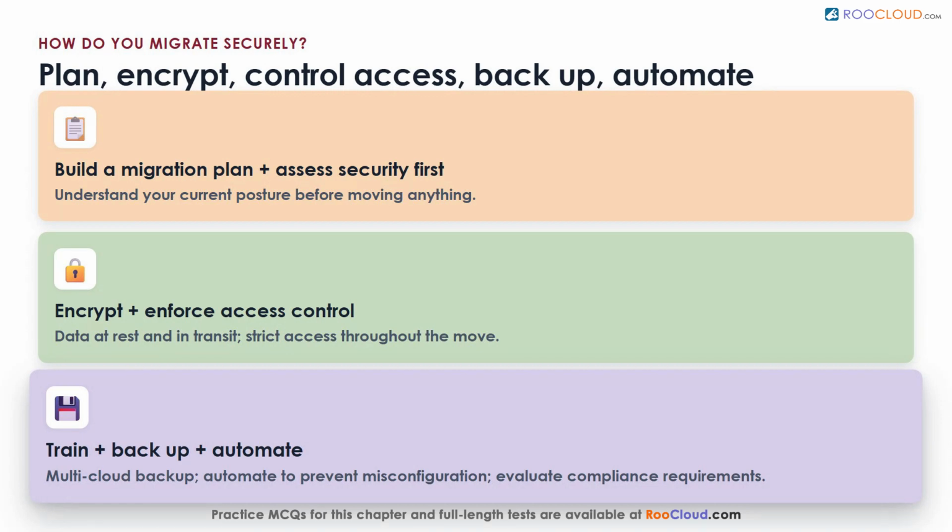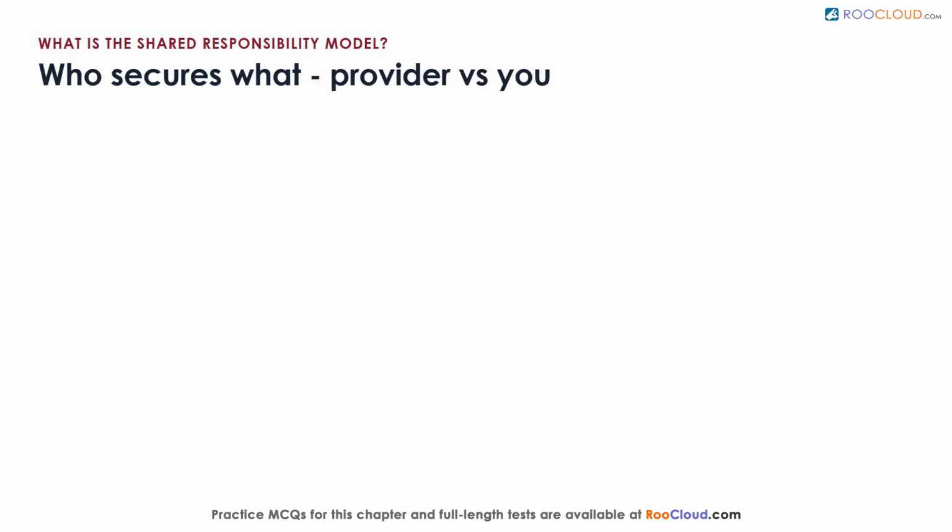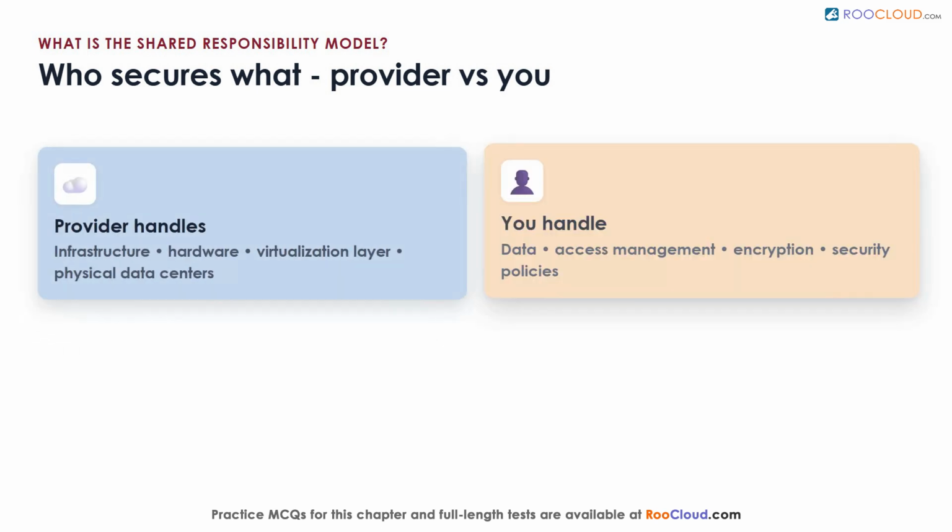Now the most important concept in cloud security. What is the shared responsibility model? It defines who secures what between you and the provider. The provider handles the infrastructure, hardware, the virtualization layer, and physical data centers. You handle your data and configuration, access management, encryption, and security policies. Some duties are shared, like training and patch management.